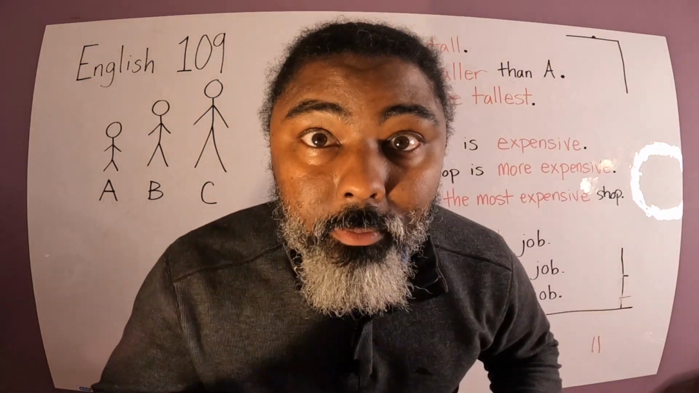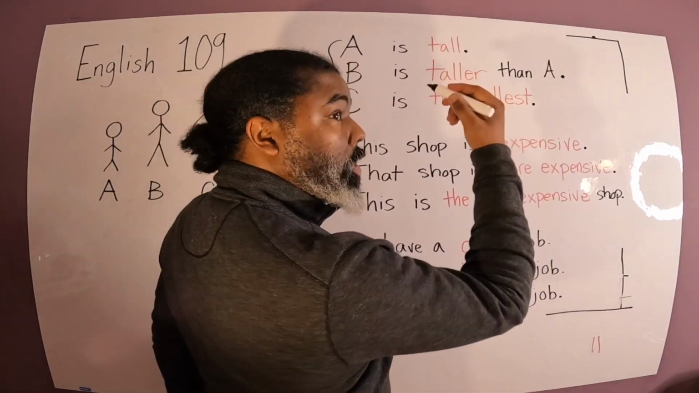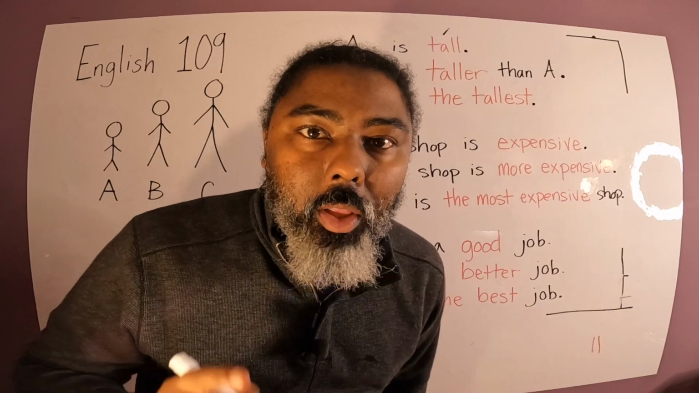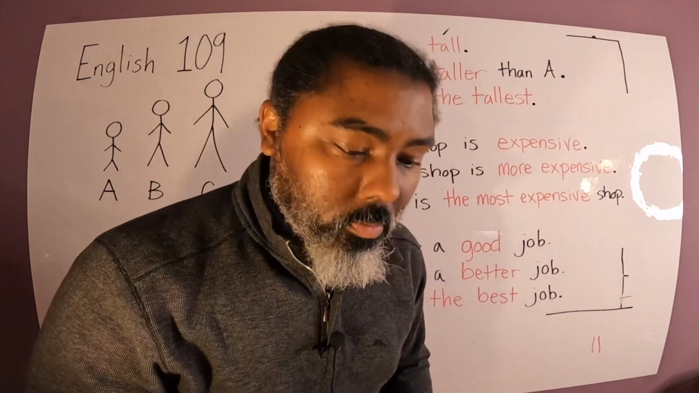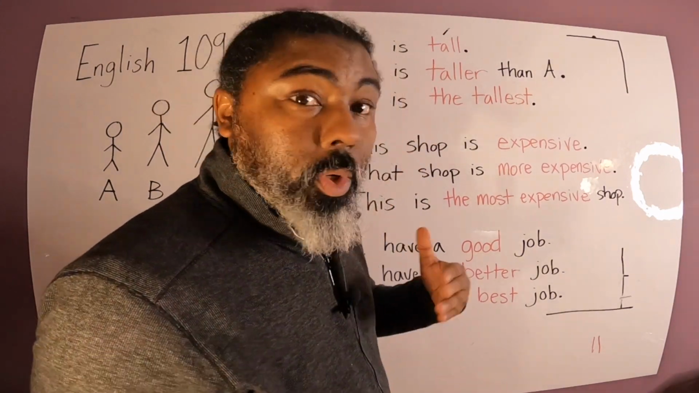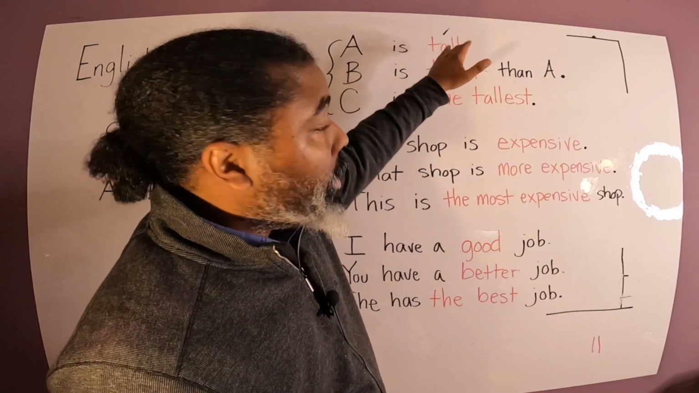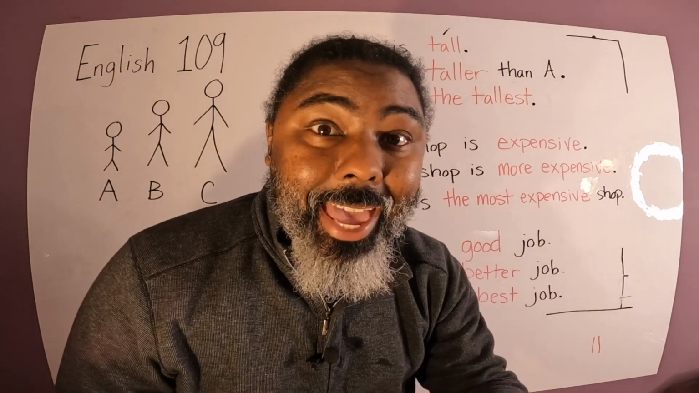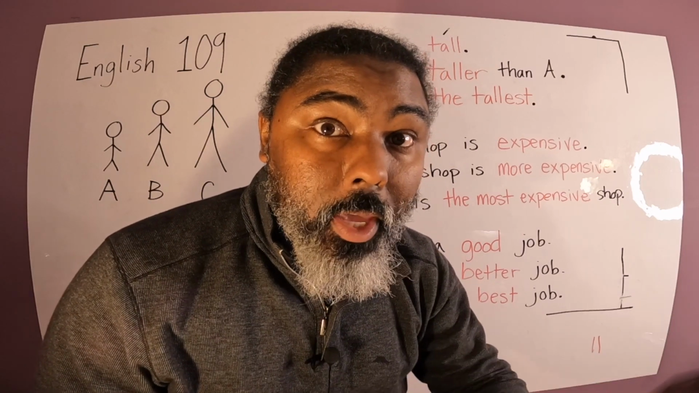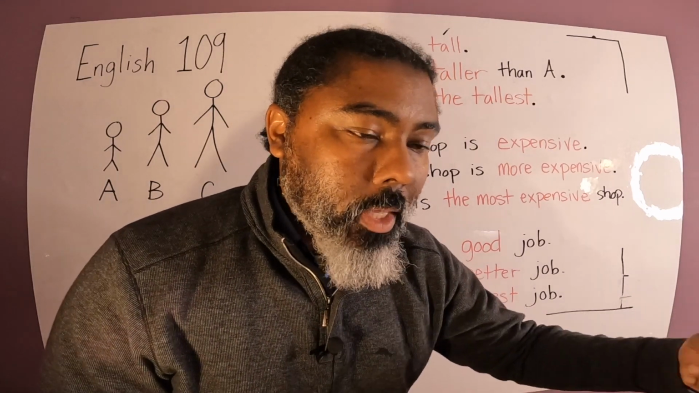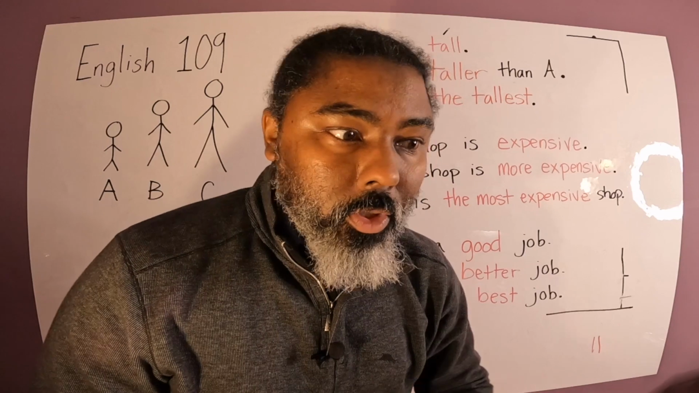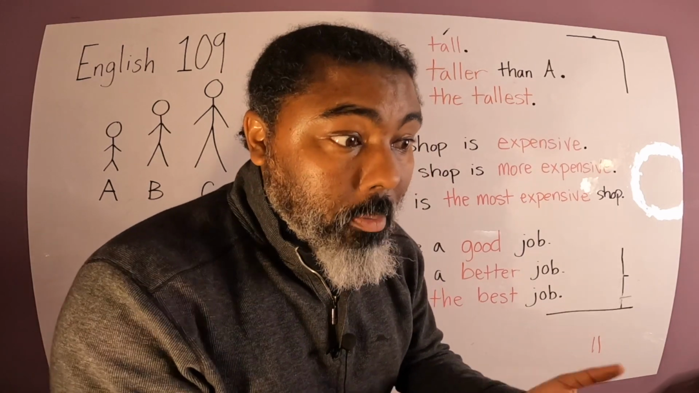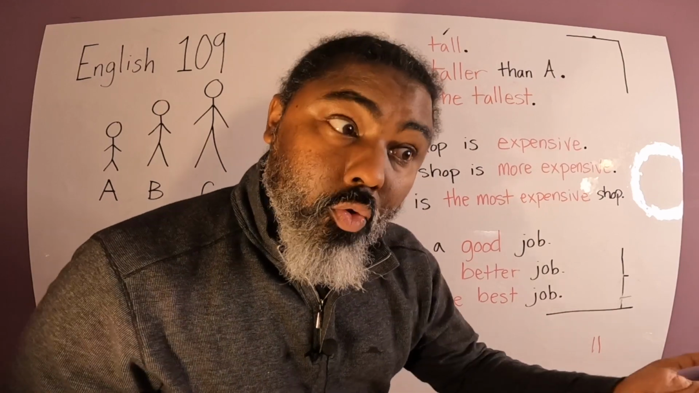All right, class. Here we go. Tall. Tall has one syllable. So it's very easy. If the adjective has one syllable, simply add ER thereafter and the EST to change the adjective into the comparative and to the superlative, respectively.